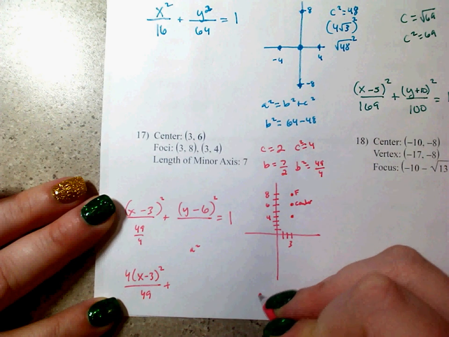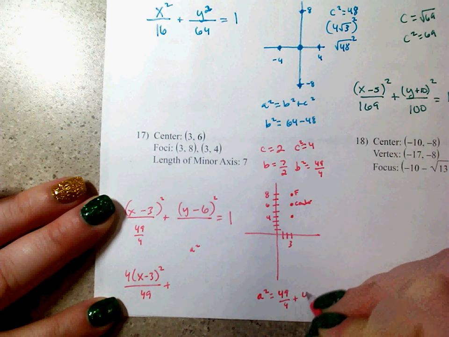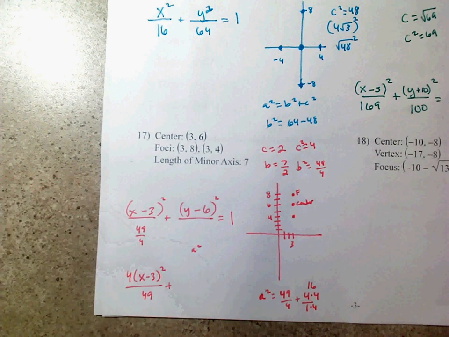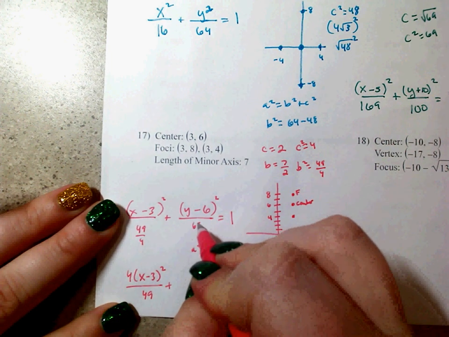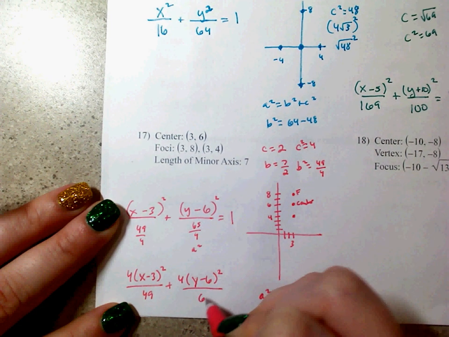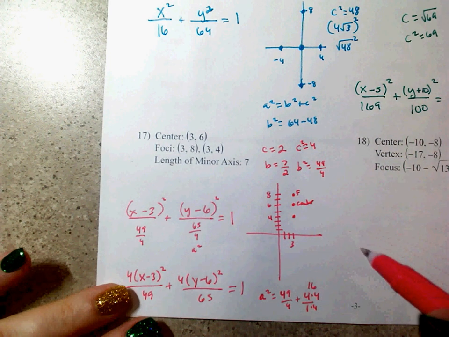4 over 1 times 4 is 16. So then I could say 49 plus 16 is 65, so 65/4, which would mean 4 times y minus 6 squared over 65 equals 1. Yeah, that was a little interesting. I know I didn't put it on the quiz, so you don't really need to worry about the decimal aspect of it, but you do need to be able to find A, B, and C, whatever you need.